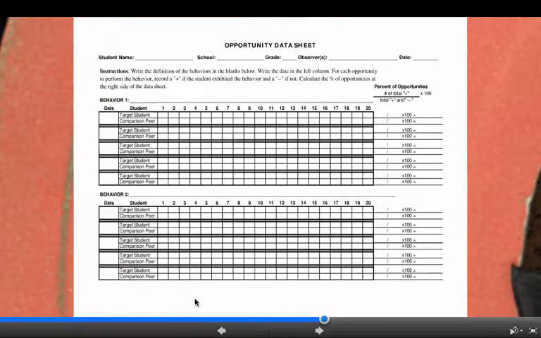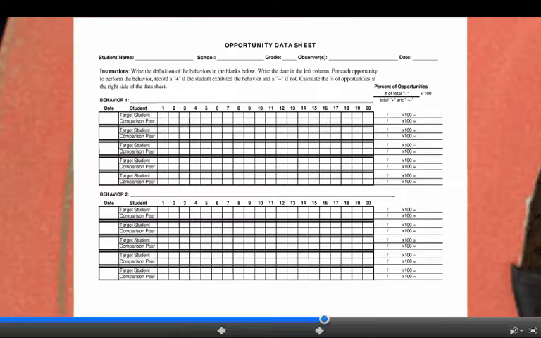So here's one example of a data sheet where opportunities are being recorded. Just to give you an orientation here, we've got the student's name on top, the school where they're attending, the grade, and your name right there as observer. So you're the registered behavior technician, and you're collecting data, and you're putting the date in the cell as well. Maybe what I'm interested in looking at is the number of times a student volunteers to answer a question in the general education setting.